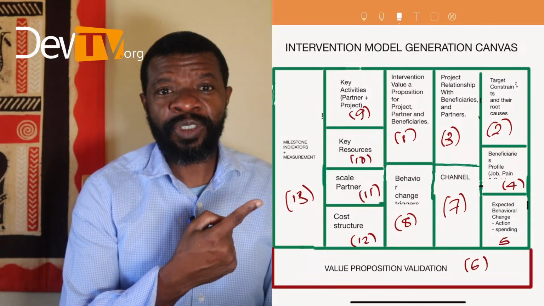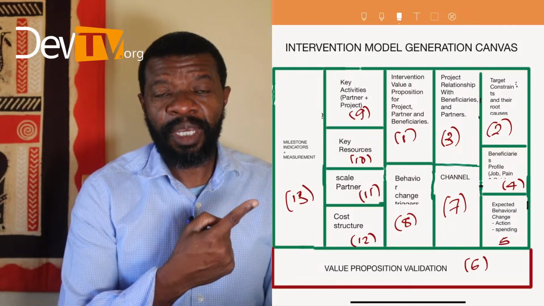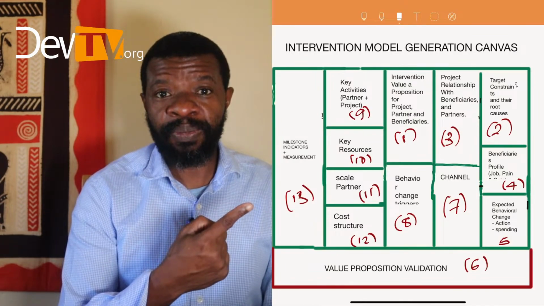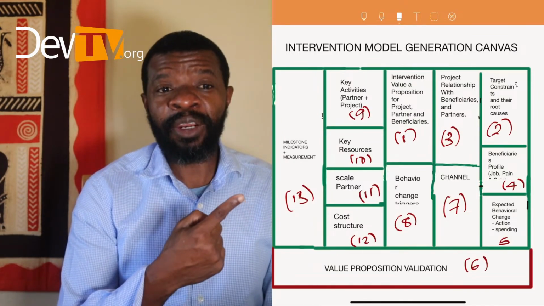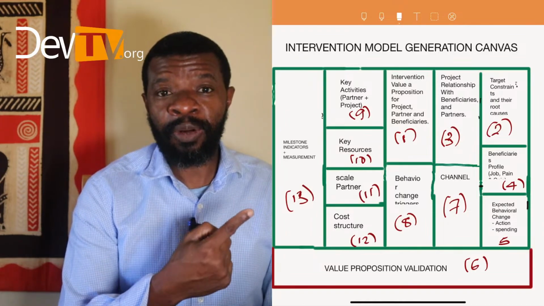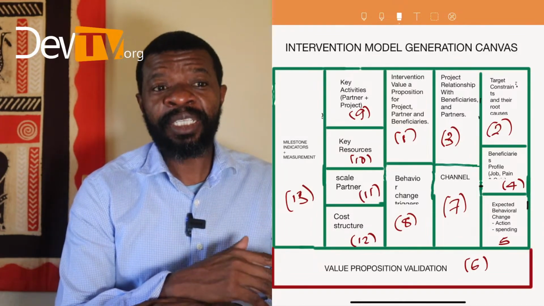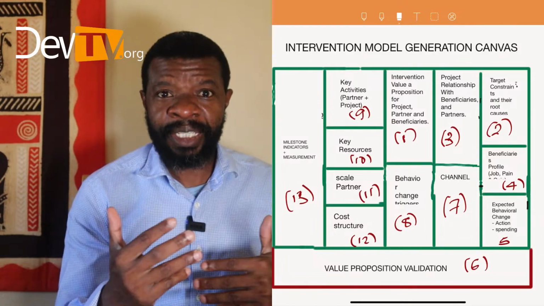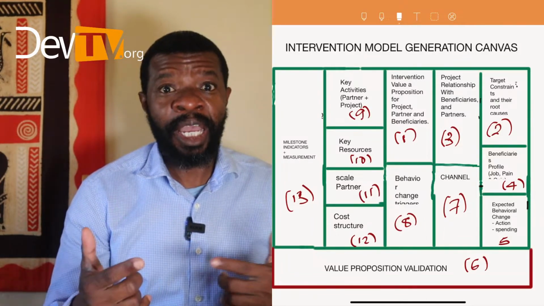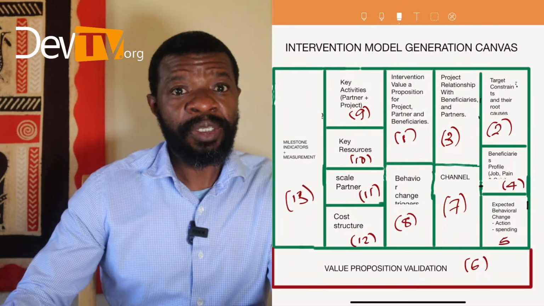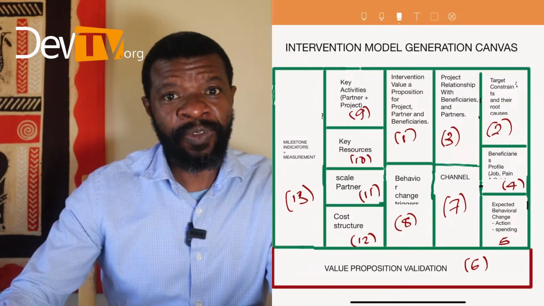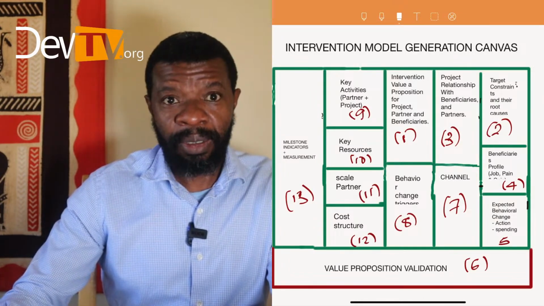This is the intervention generation canvas. It's supposed to help us communicate our interventions better, communicate our ideas better, and collaborate with our colleagues a lot better. When you present all the elements of an intervention in one canvas, it's easier to communicate with your colleagues and potentially your partner. So in this episode, I'm going through the 13 building blocks of the intervention generation canvas.